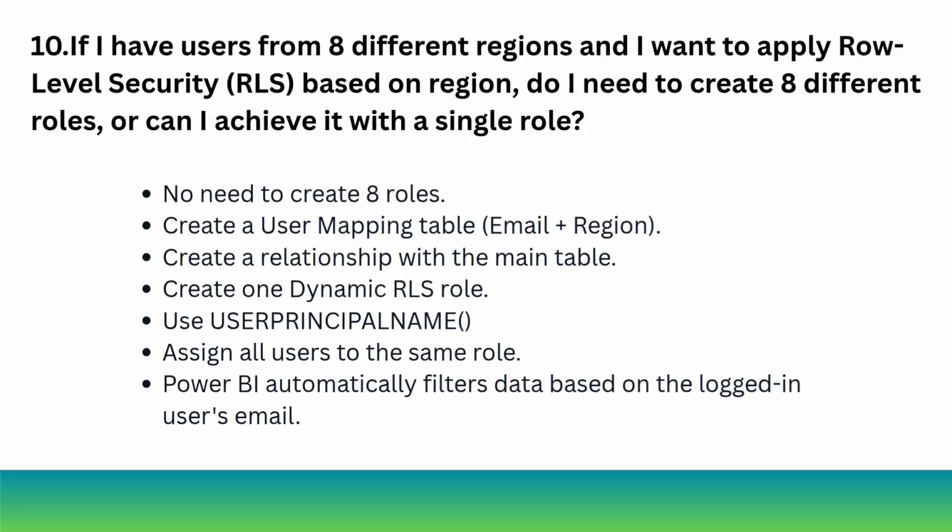After publishing the report, assign all the users to the single role in the Power BI service. This option is available in the dataset, say semantic model, then Security, where you can assign the role to the users. When a user opens the report, Power BI will check the user's email using the user principal name to find the matching region in the security table. So automatically it will filter the data. This way one role can securely handle all 8 different regions.